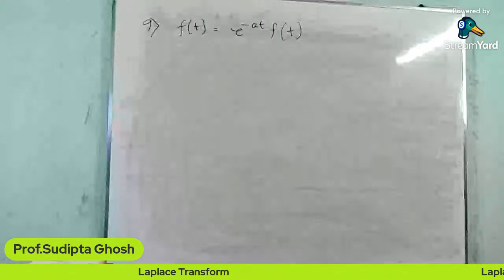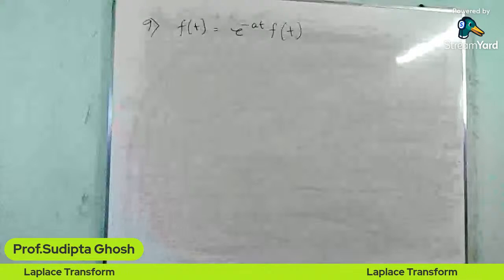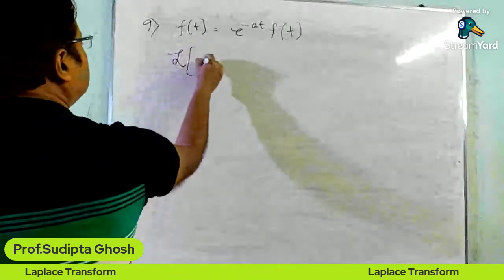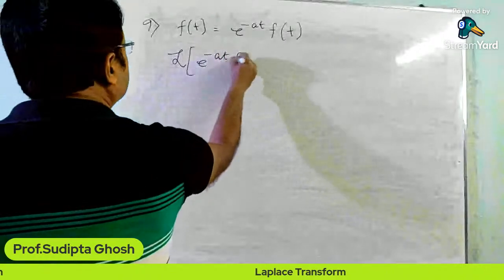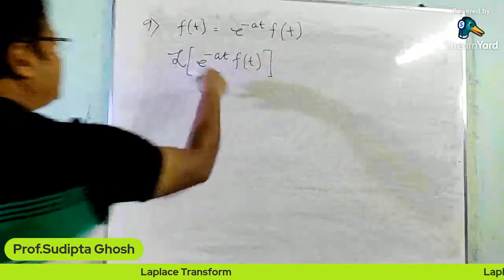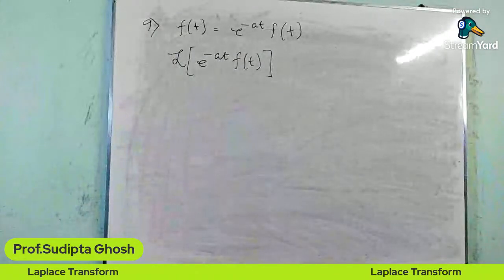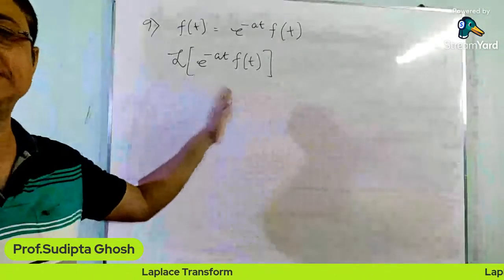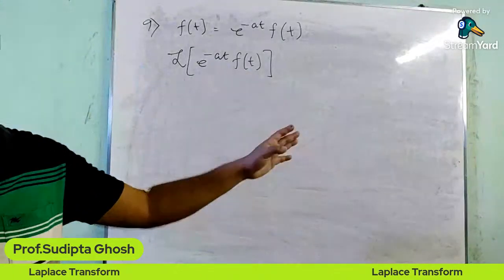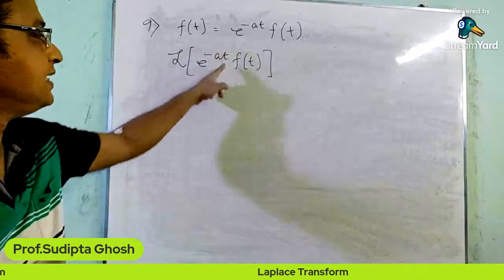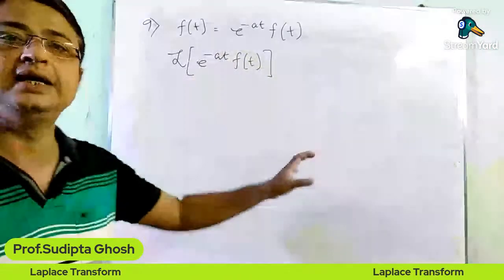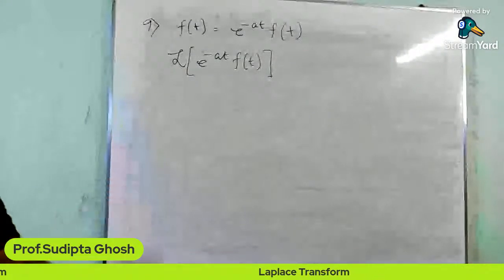We can simply proceed by going through the definition of the Laplace transformation. So the Laplace transformation of e to the power minus at into f of t. Now this function can be treated physically as an exponentially damped function, because of the presence of the exponential with the minus term.